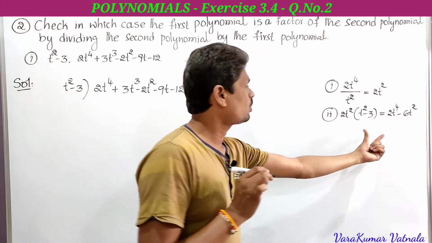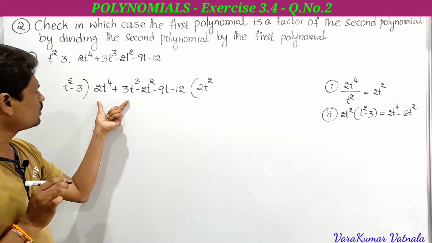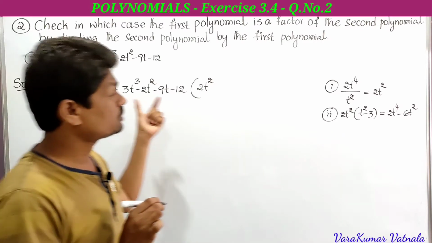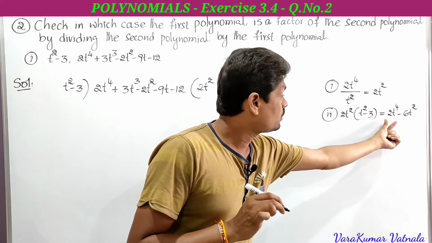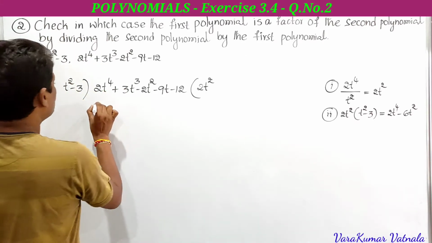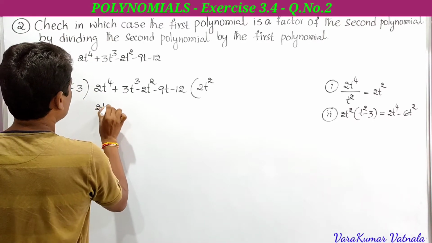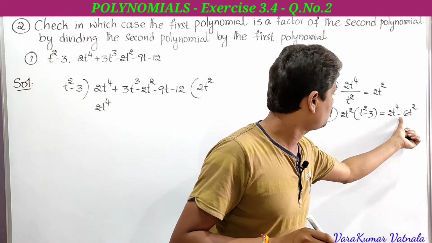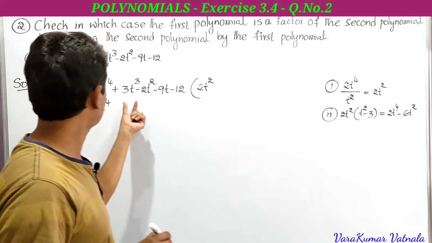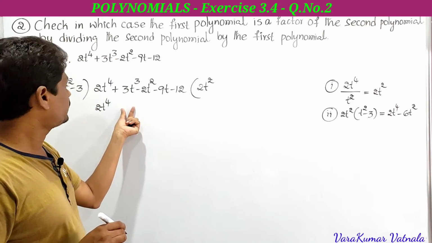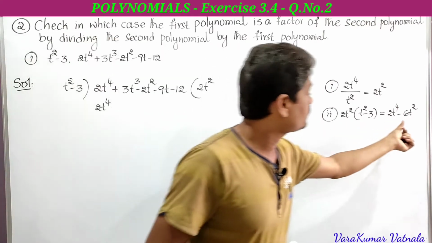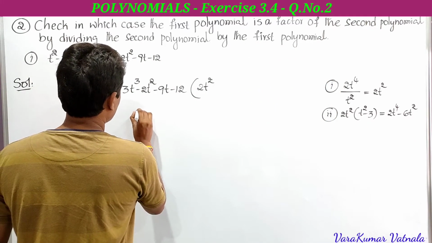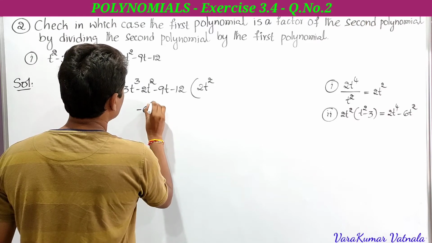Now we have to write this below the terms of the dividend, but the terms must be like terms. Here 2t to the power 4 goes right below the t to the power 4 term. Here 3t cube is there, but there is no t cube term here, so leave the space of the t cube term blank. Next, minus 6t square is there, and here minus 2t square, so minus 6t square goes below the t square term only.